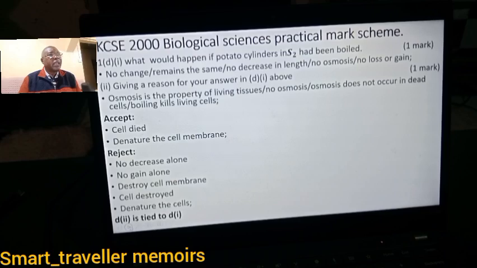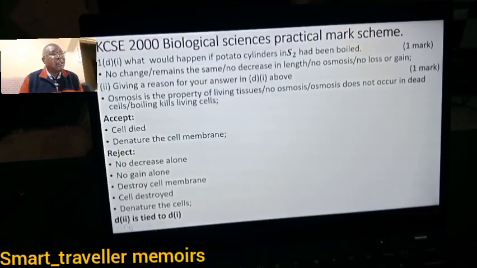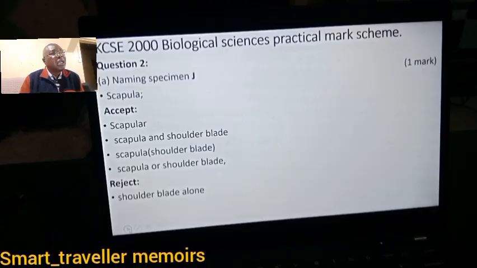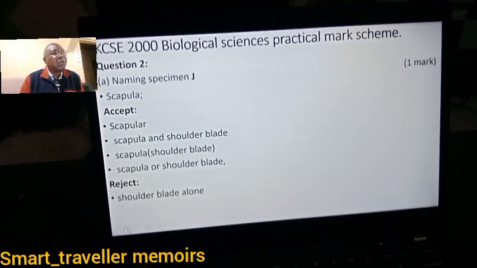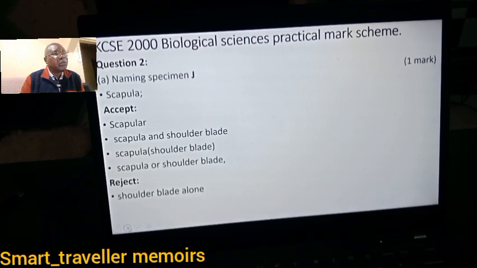Question 2. A. Naming specimen J is a scapula. But you can accept scapula spelled with an R at the end. You can also accept scapula and shoulder blade. Accept scapula brackets shoulder blade. Accept scapula or shoulder blade. But you reject shoulder blade alone. 2B. Naming the part of the body from which specimen J was obtained. This is the shoulder. Or you can say pectoral girdle.